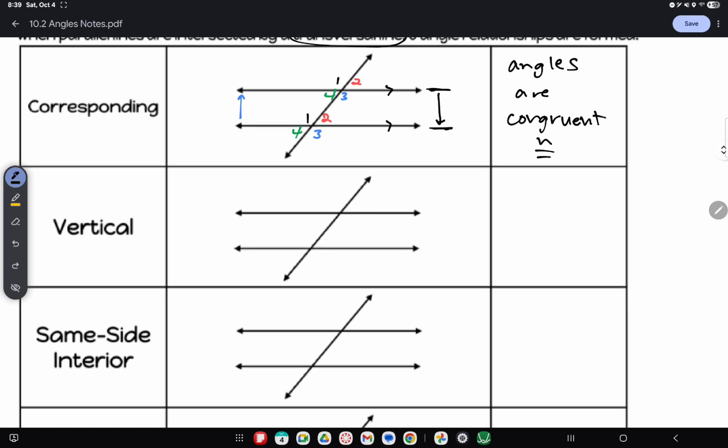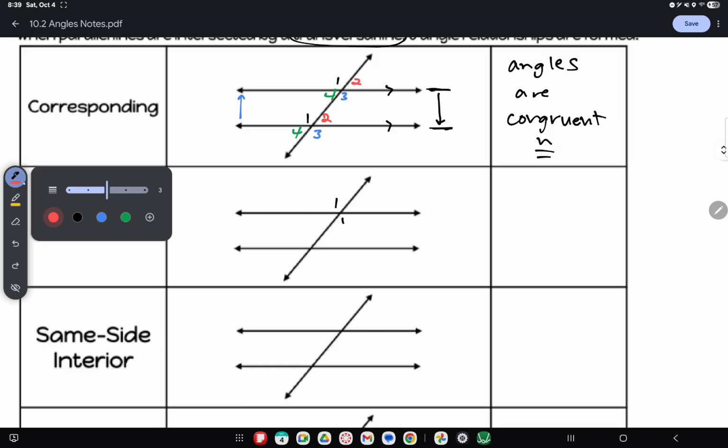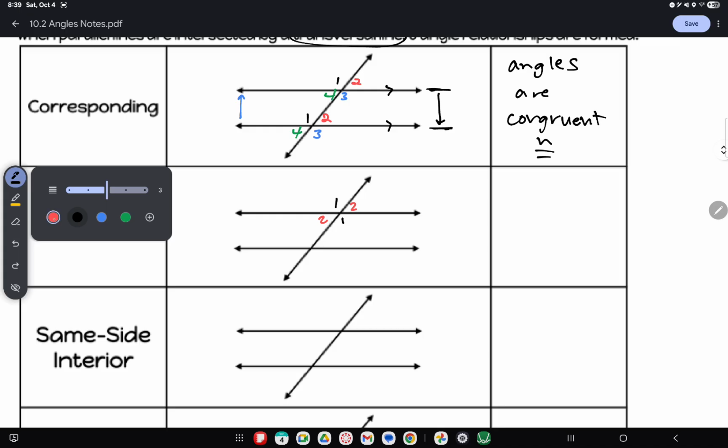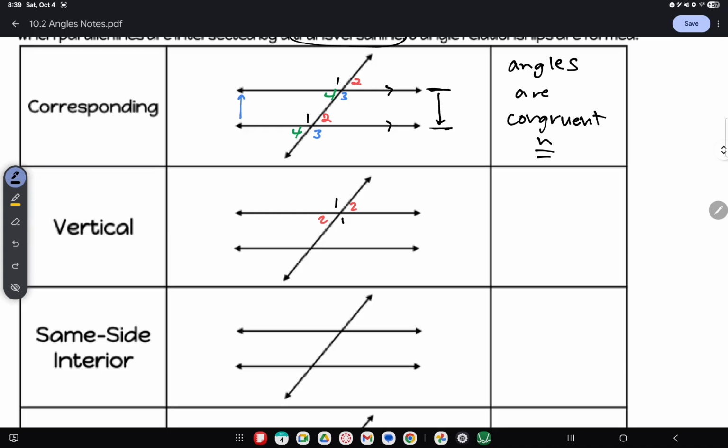Our vertical angles, we already talked about those. They're across from each other. So if this is the first angle, that's the one that's vertical to it. These two are vertical. And I could do the same thing in the bottom line. So vertical angles are congruent.